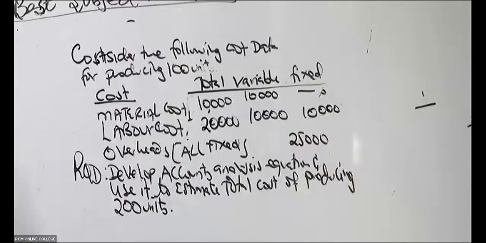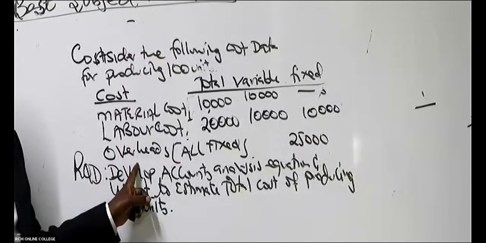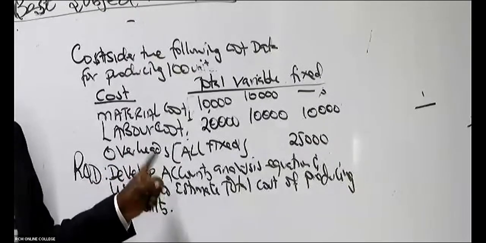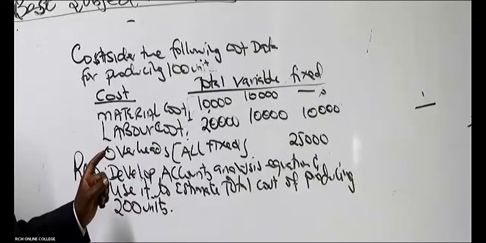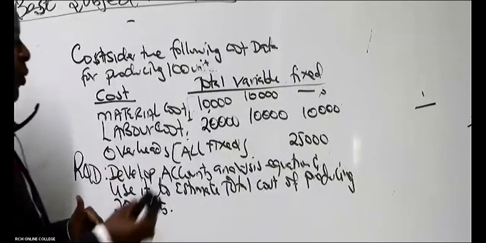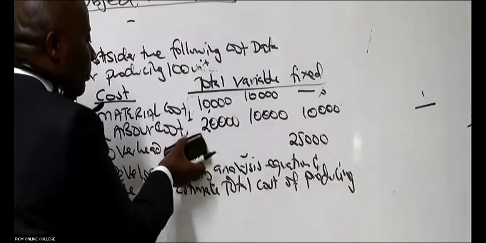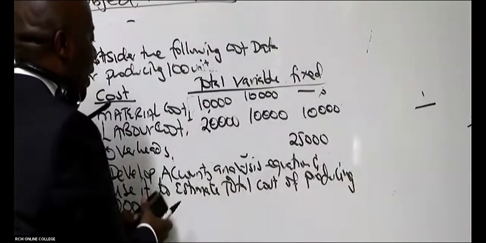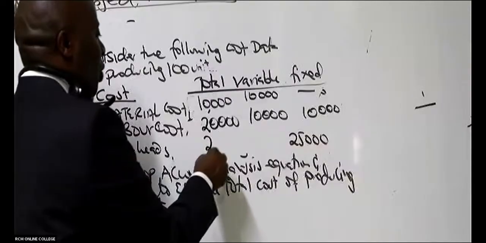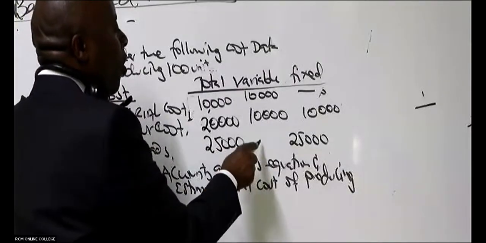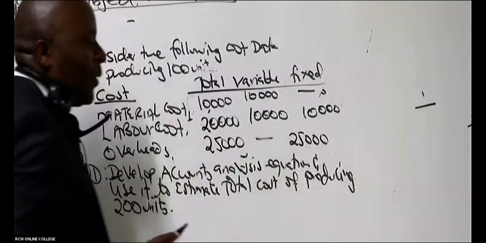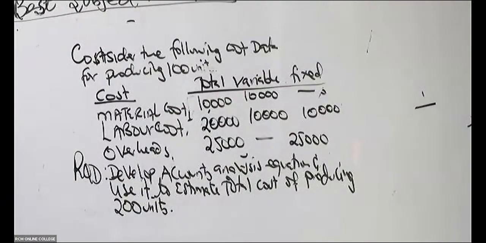How about overheads? 25,000, all variable or all fixed? All fixed here. Great. So I'll come and write here, overheads, total is 25,000 and all is fixed. There is nothing that is variable, isn't it? And we are done with the accounts analysis.